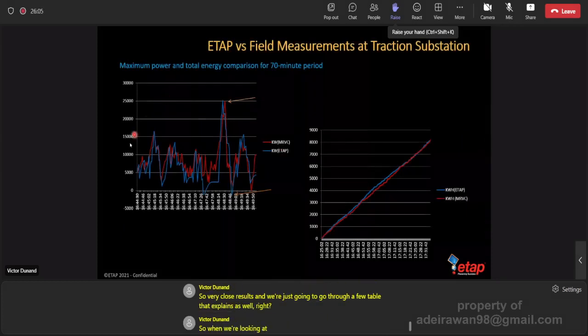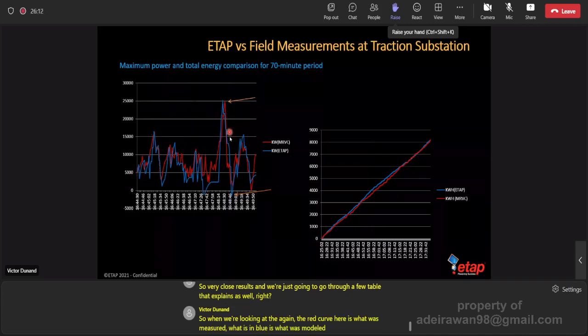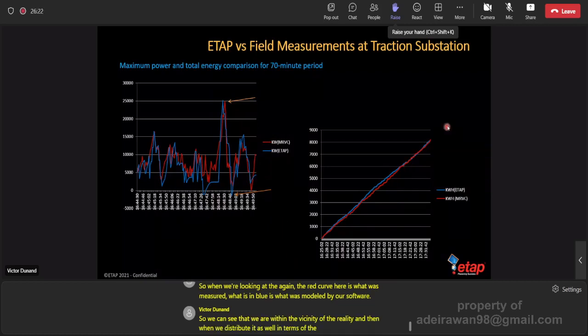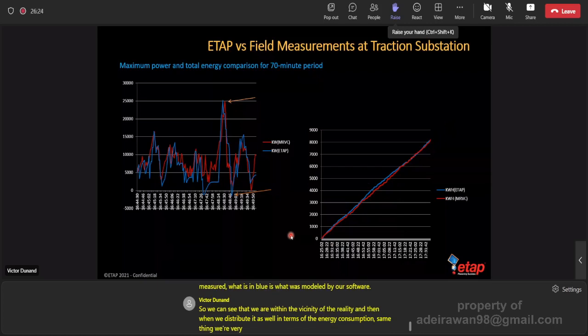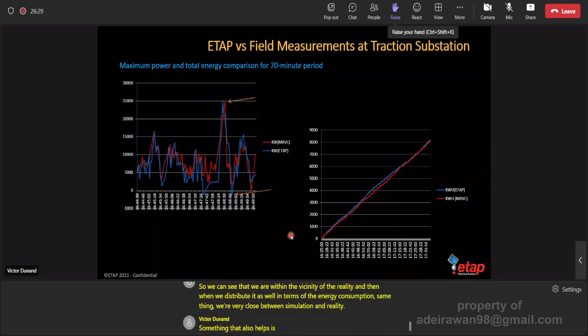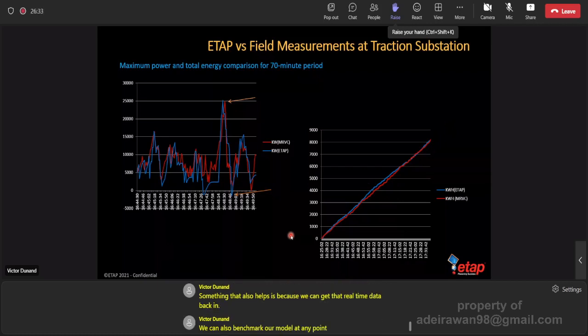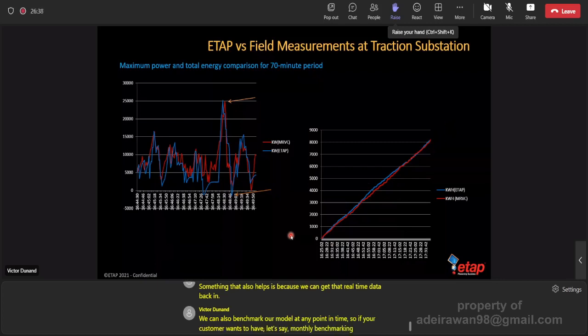So when we're looking at the, again, the red curve here is what was measured. What is in blue is what was modeled by our software. So we can see that we are within the vicinity of the reality. And then when we distribute it as well, in terms of the energy consumption, same thing, we're very close between simulation and reality. Something that also helps is because we can get that real-time data back in, we can also benchmark our model at any point in time. So if your customer wants to have, let's say, a monthly benchmarking report, that's also something that can be done.